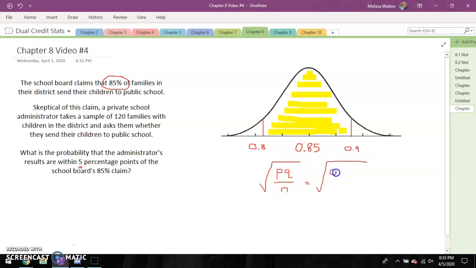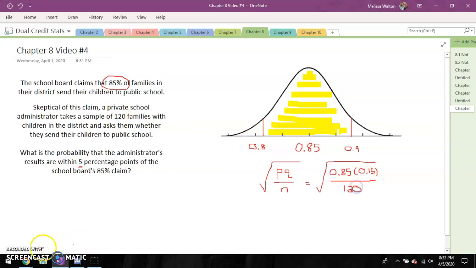So in this problem, 85% of people should send their kids to public school. If 85% of people send their kids to public school, that means that 15% do not. They either send them to private school or homeschool them. And finally, our sample size: how many people did this administrator ask? Well, this administrator asked 120 families. So this will be divided by 120.